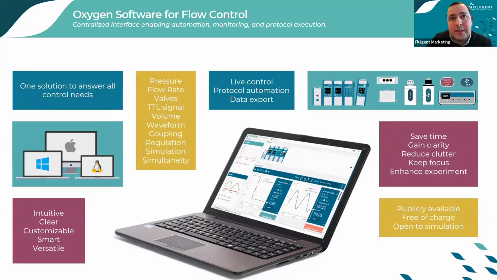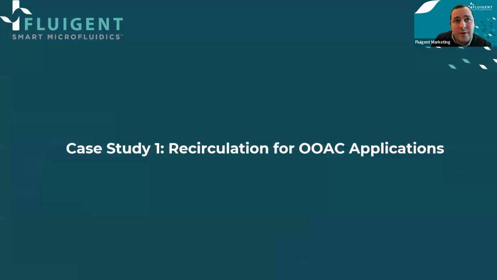In order to dive into these approaches, we will discuss three case studies in the next slides. The first one is organ-on-chip, the second is droplets in microfluidics, and the last one is dedicated to omics applications, where we can see how to introduce some automation into your microfluidics experiments. For the first case study, I'm pleased to be joined by our customer support engineer, Maya, who will explain the first case study, specifically recirculation for organ-on-chip applications.